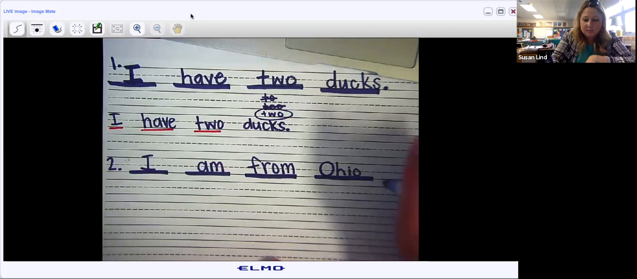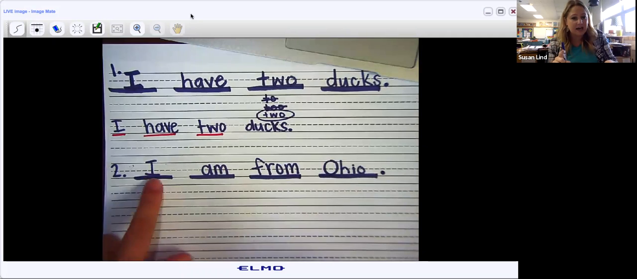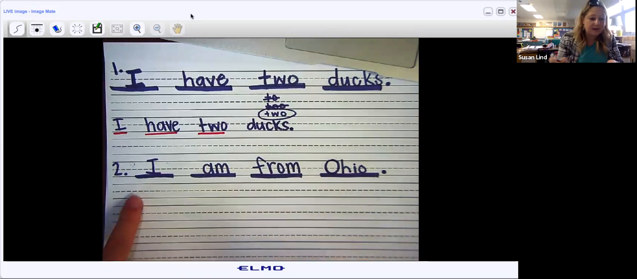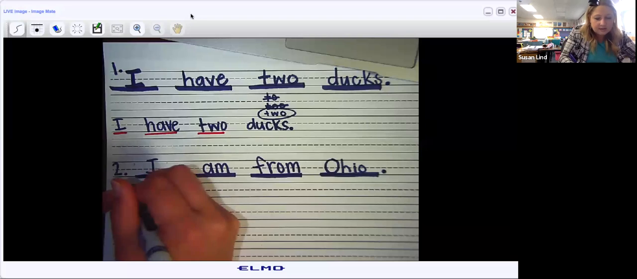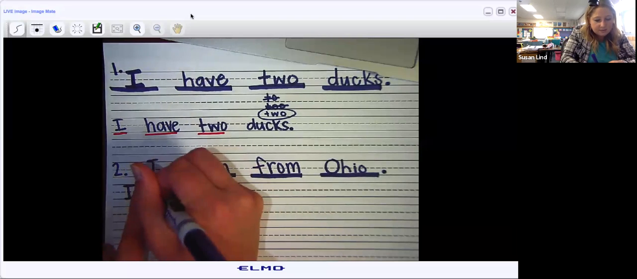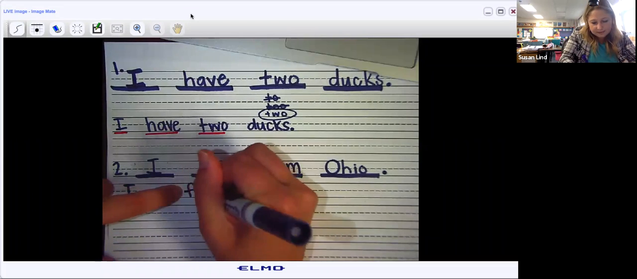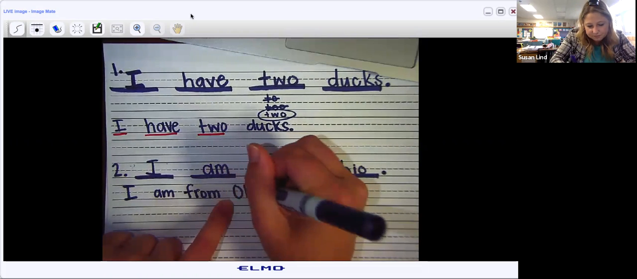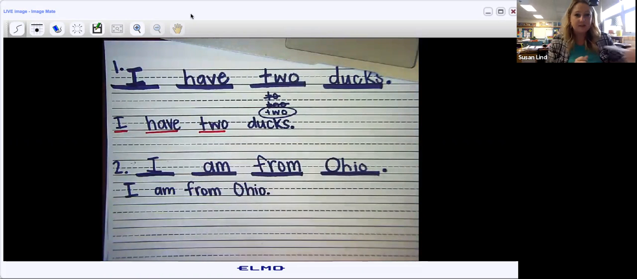And I'm going to remember my period. I'm going to make sure I have all my words. I am from Ohio. Now I'm going to write it down here nice and neat. I'm going to bring down those words. I am from Ohio. And I brought down my period as well. All right, remember, pause the video if I'm going too fast.